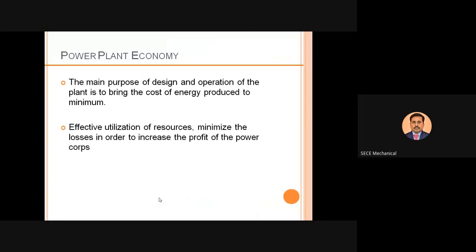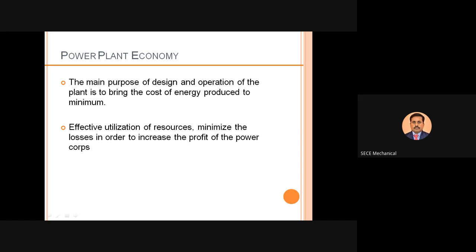Can anyone tell what is the purpose of power plant economy? Why do you want to study power plant economy? Anyone? For doing the processes in a well-managed way with some budgeted works. Okay, very good. So that's why we study it. If you want to run a power plant effectively, you need to calculate what different kinds of cost are involved. That related study is very important. That's why we study power plant economy. Very good answer.